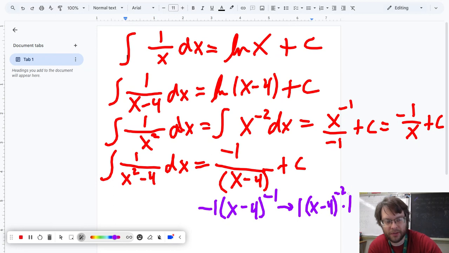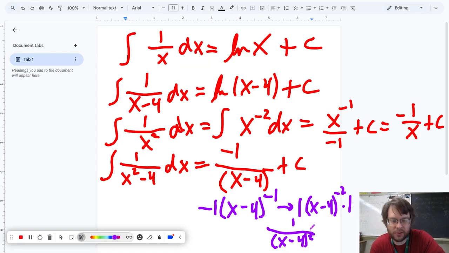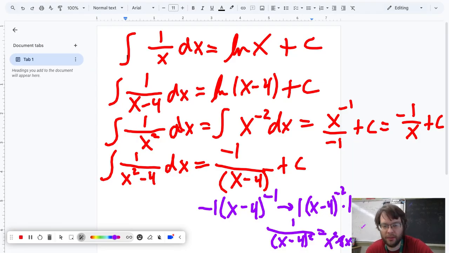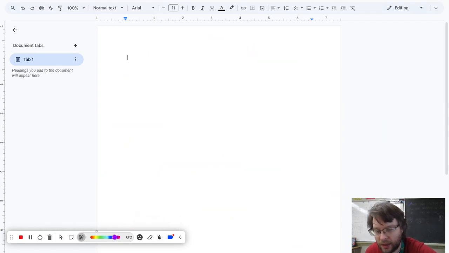And that looks kind of promising. You can write that as 1 over x minus 4 squared. But you might notice the squared is on the outside of the parentheses instead of on the inside. And so then the x minus 4 squared becomes x squared minus 8x plus 16. So that's unfortunately not going to be the correct answer. So I'm going to clear the screen, and we'll actually do the 1 over x squared minus 4 correctly.